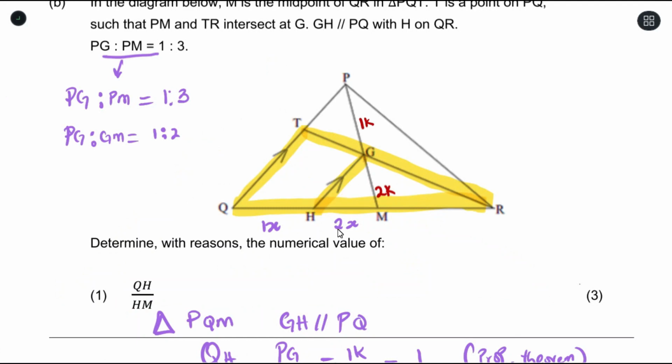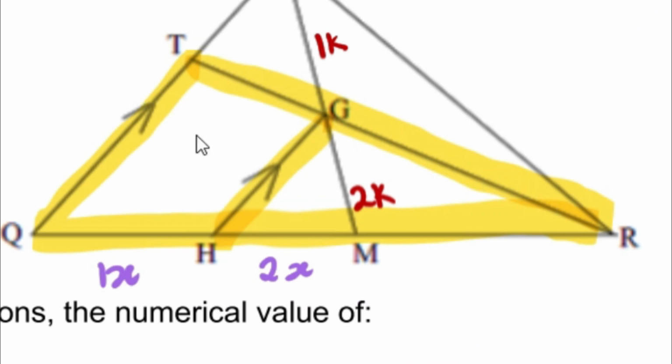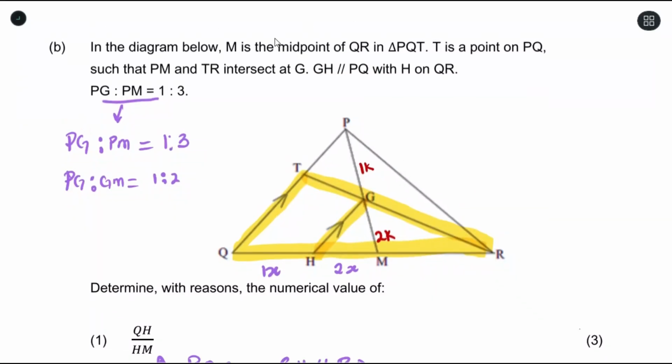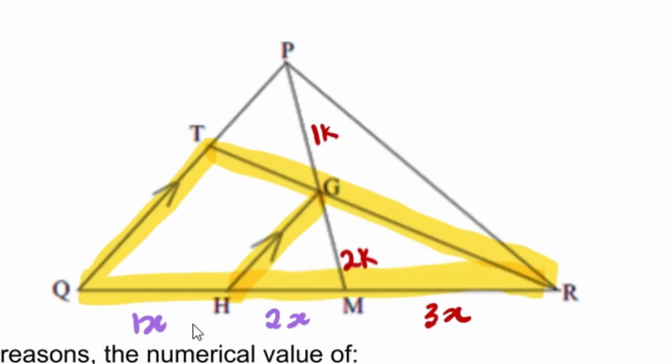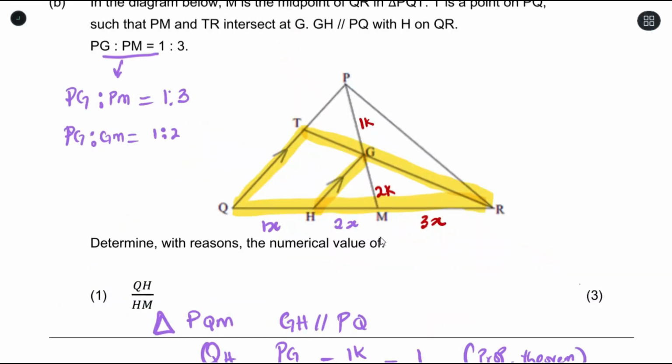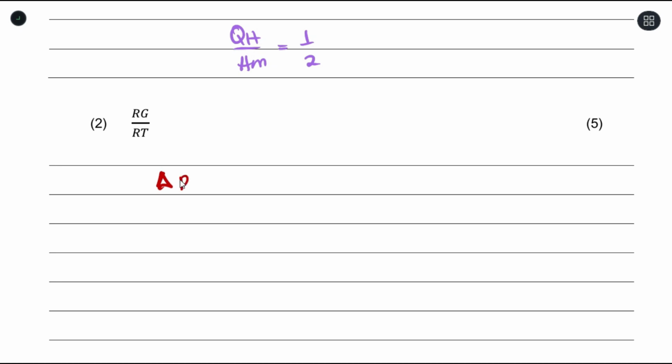Now the problem is, for us to get RG over RT, we need the ratio of MR. Now going back to the question, we were told that in the diagram below, M is the midpoint. Now if M is the midpoint, it means that the distance of QM should be equal to the distance of MR. So looking at that there, that would mean that this here would actually be 3x because I'm looking at the entire distance there. Okay, now with this, I think I have enough information to answer my question. Triangle RTQ.